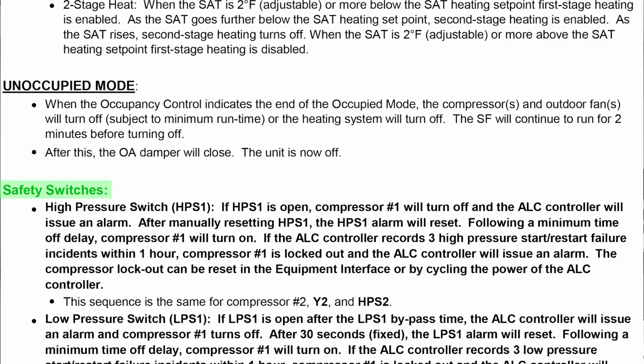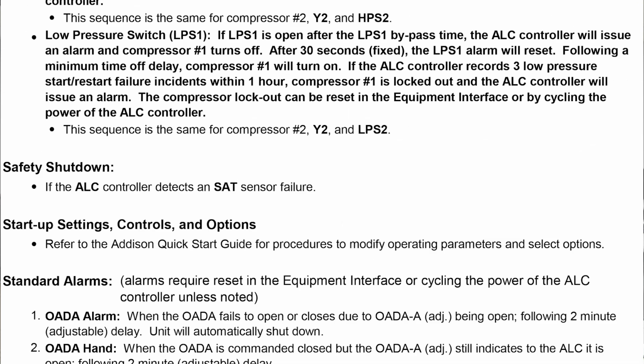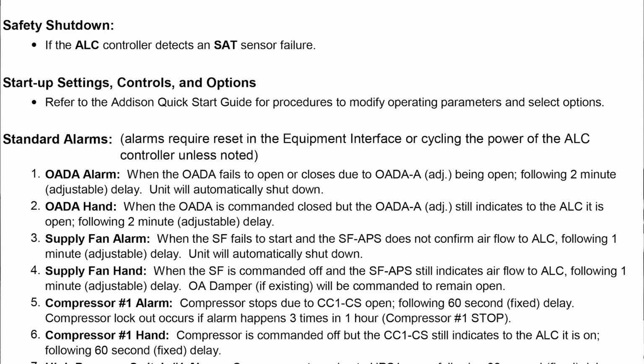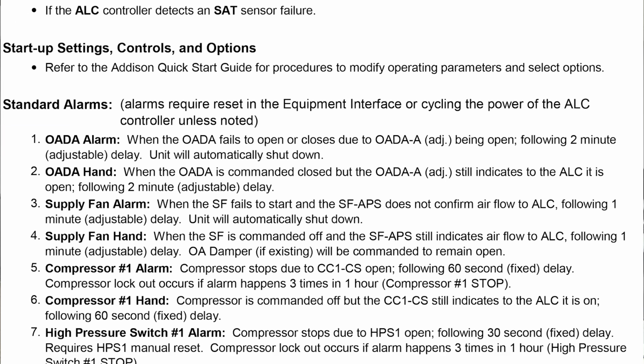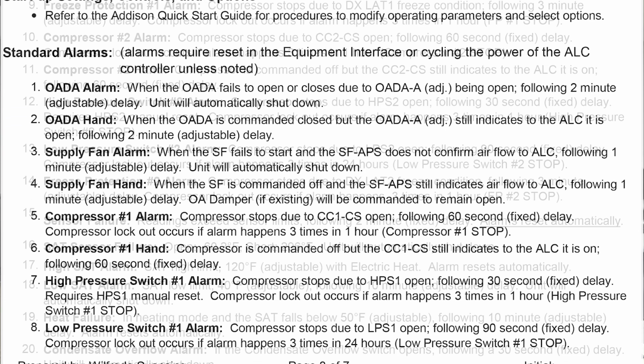Now, going below all these paragraphs, we have a couple of paragraphs that I'd like to point out to you. We have one called safety switches. This describes various safety switches we've installed in your unit. Below that, we talk about what can create a safety shutdown. And below that, we have startup settings, controls, and options. And we talk about standard alarms. And we have a listing basically of all your alarms.